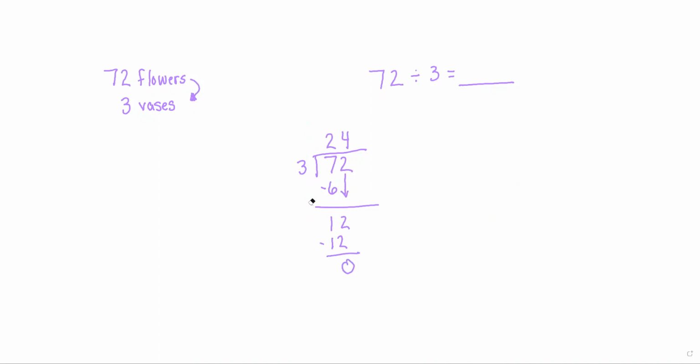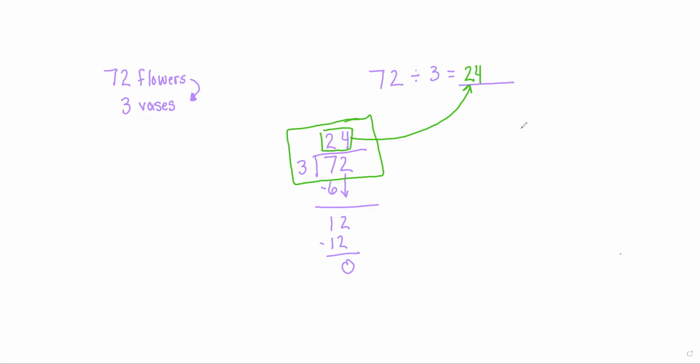Now, I'm going to erase all this extra stuff. What do we have up at the top to tell us our answer? The number that's up top, we're going to go ahead and put it right up with our equation up here. 72 divided by 3 equals 24.